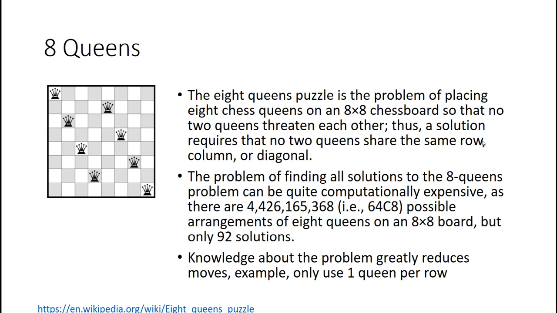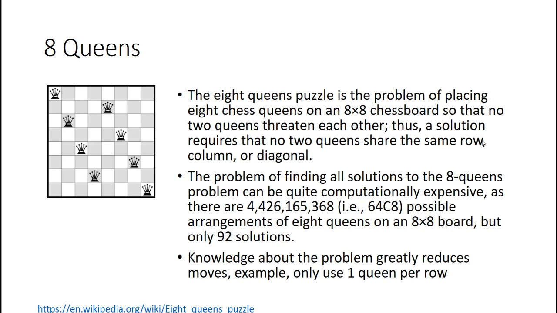But queens can move as far as until they hit another piece, horizontally through the row, vertically through the column, or on the diagonals. They have two diagonals. So they cover quite a bit of distance. And so the problem is to arrange eight queens on an 8x8 chessboard so that no two queens can attack each other. So two queens cannot share the same row, the same column, or the same diagonal.